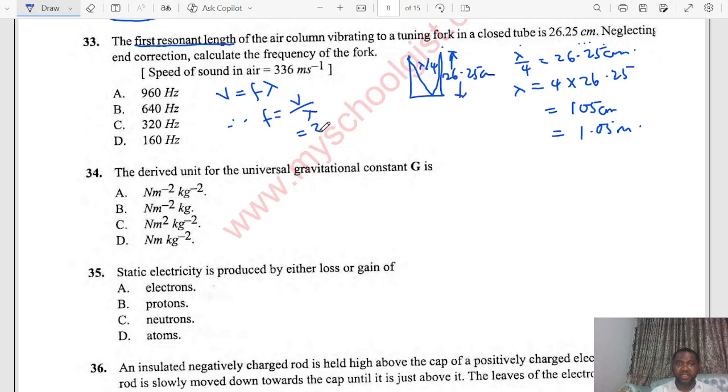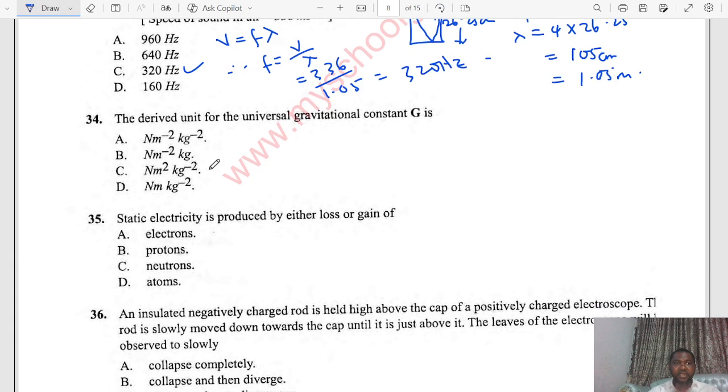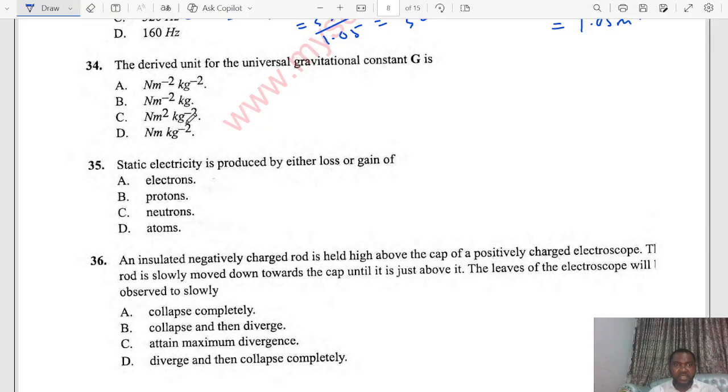So my velocity here is 336 and my wavelength here is 1.05. So 336 divided by 1.05 is giving me 320 hertz. So I go for it, right? Quite easy.